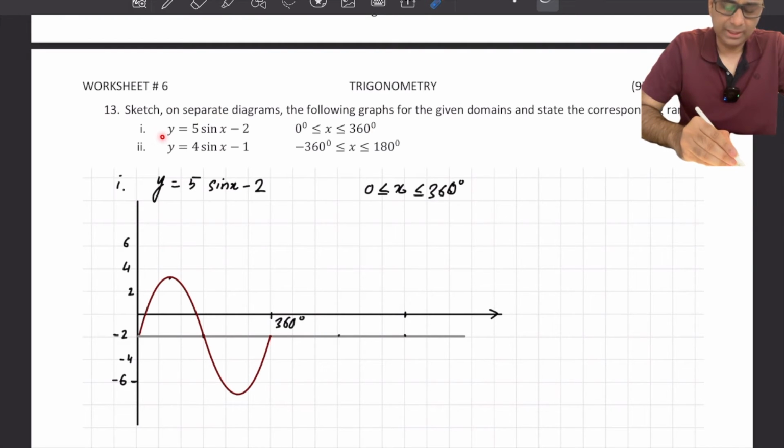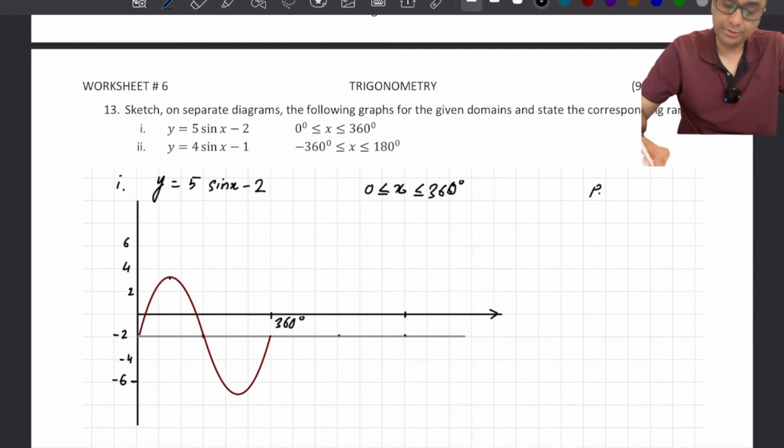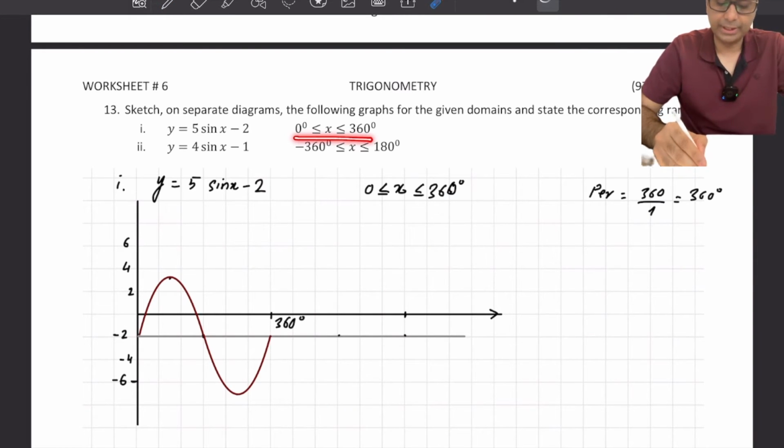Like let's say if I have to sketch a graph of y is equal to 5 sine x minus 2, and I have to sketch it for an interval of 0 to 360 degrees. So I know that the period of this graph is going to be 360 divided by the coefficient of x, which is 1 in this case, so that's going to be 360. And if I have to sketch this graph from 0 to 360 degrees, that means there's going to be only one cycle. So I have to sketch one cycle up to 360 degrees.